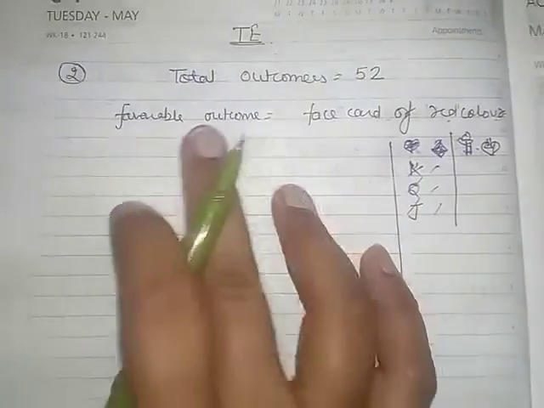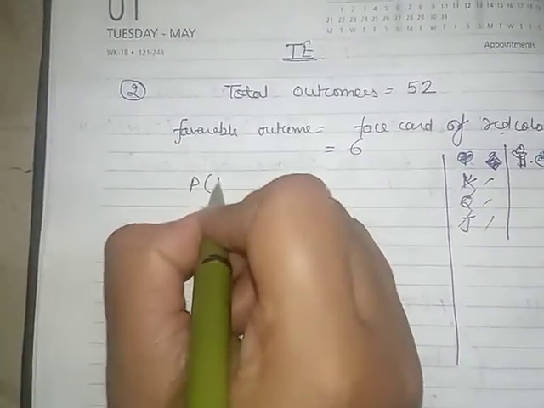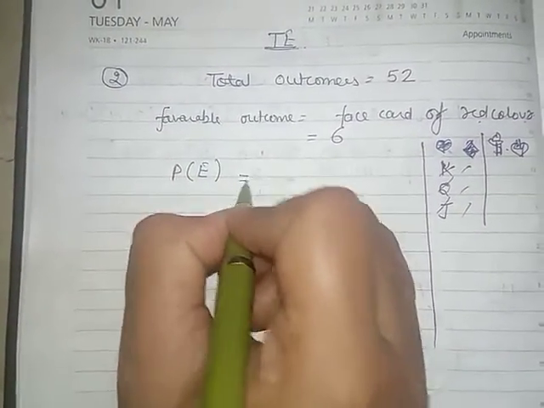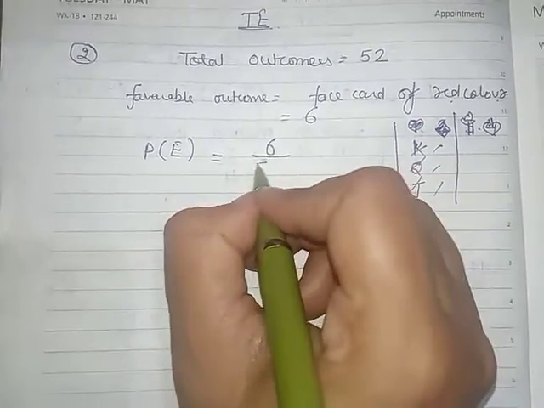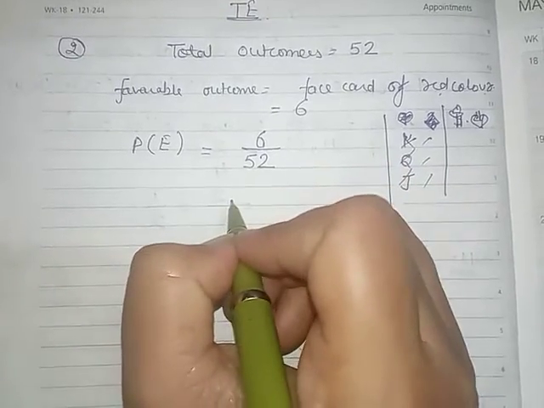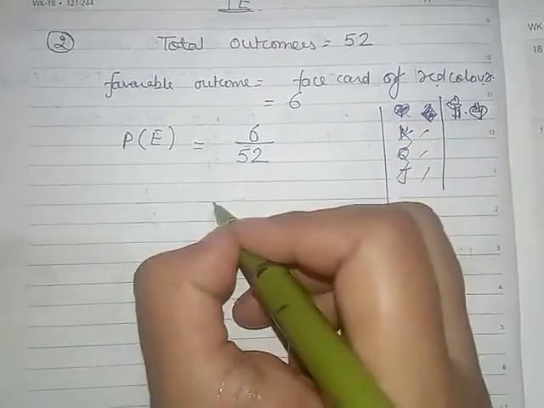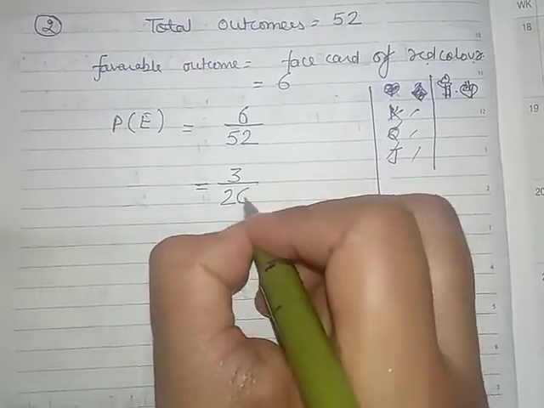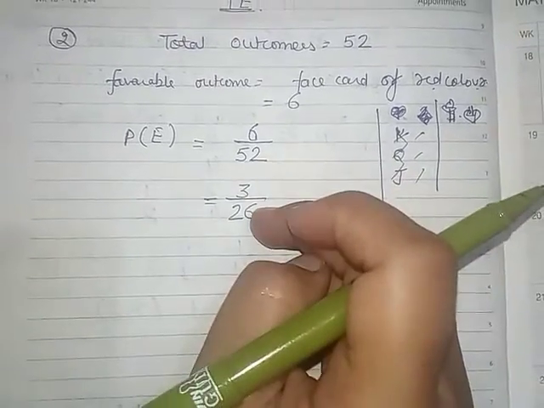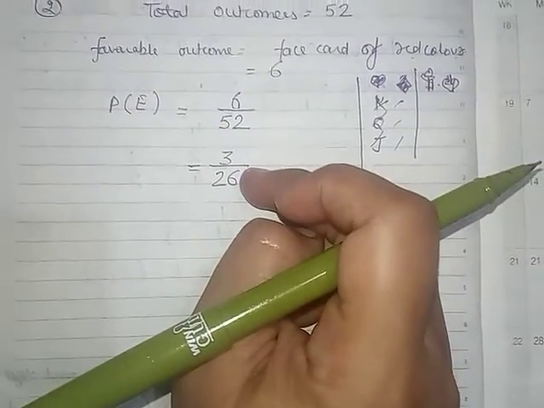So the number of favorable outcomes will be 6. So the probability of getting the red face card will be the favorable outcomes 6 upon total outcomes 52. Now simplify it. It is divisible by 2. 2 3s are 6. 2 26s are 52. So the probability of getting the red face card will be 3 upon 26.